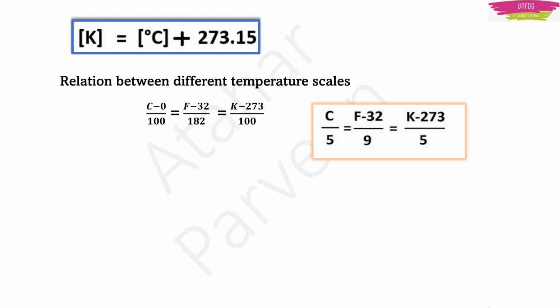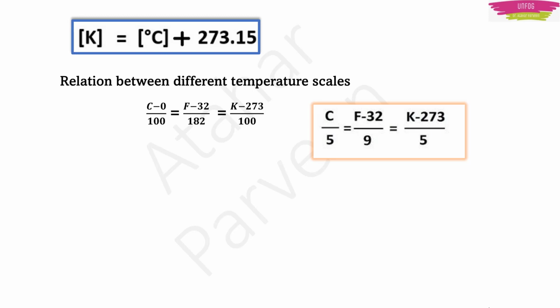The relation is C/5 = (F - 32)/9 = (K - 273)/5. If you remember this relation, I am sure that any question asked on interconversions, your answer will go correct. If it is related to Fahrenheit, you can convert it into Kelvin. If it is related to centigrade, you can convert it into Kelvin. If it is related to Kelvin, you can convert it into centigrade, correct? So you can do interconversion using this short trick, okay?